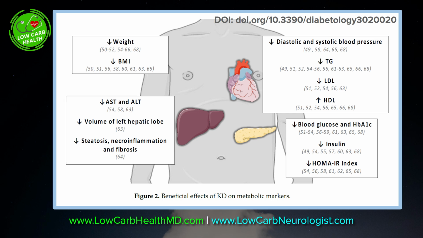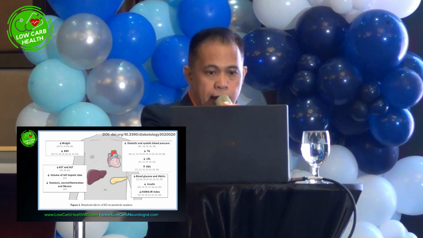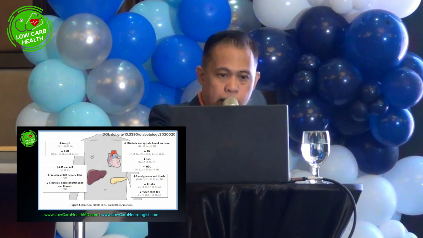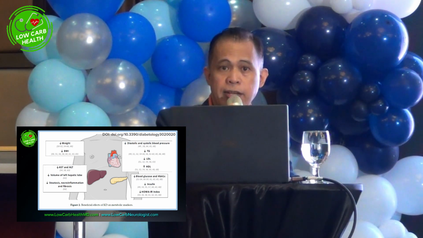For those following the ketogenic diet with metabolic syndrome, the weight significantly goes down, body mass index significantly goes down, blood pressure significantly goes down. I have many patients who are no longer on medications just because of the ketogenic metabolic therapy protocol. Triglyceride significantly goes down, even LDL. HDL cholesterol, or the good cholesterol, goes up significantly. AST and ALT, being manifestations of non-alcoholic fatty liver disease, also significantly go down. And of course, blood glucose and HbA1c, levels of insulin and the HOMA-IR index also go down.